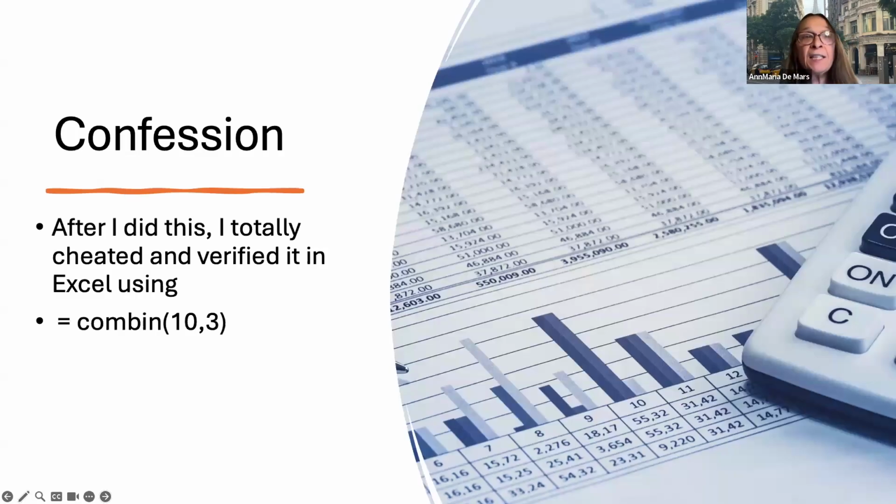And after I did this, I totally cheated and I verified it in Excel using the combination of 10 things, taken 3 at a time. How many possibilities are there? And sometimes I do that. I work through the combination first, just to prove I can still do math. And that is how, if you want to find the number of combinations, you could do it in Excel. And next video, you'll find out about the binomial distribution and why this matters.